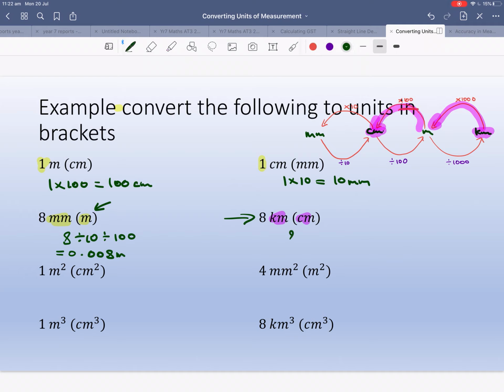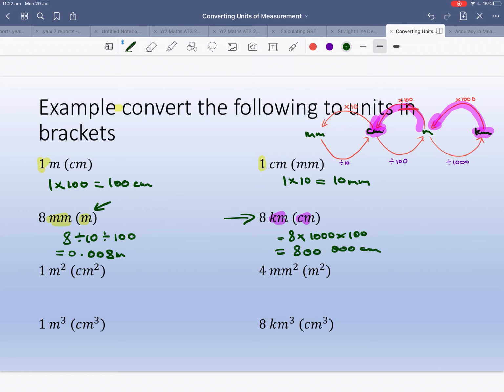So I can go 8 times 1,000 is the first one that we're doing. Okay. Times 100. And I will get 8 kilometers is how much in centimeters? So I'm going to go 8 times 1,000 times 100. Okay. Which equals 800,000 centimeters. That's a lot of centimeters.